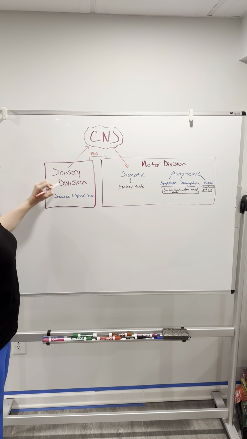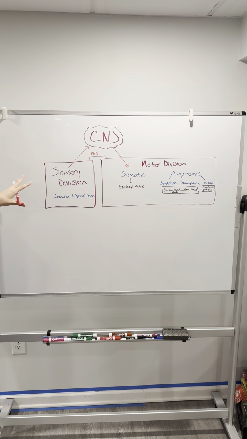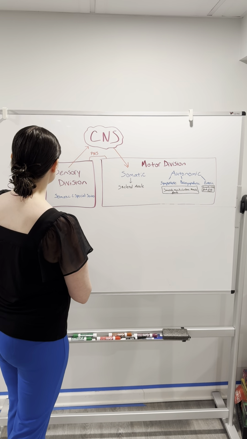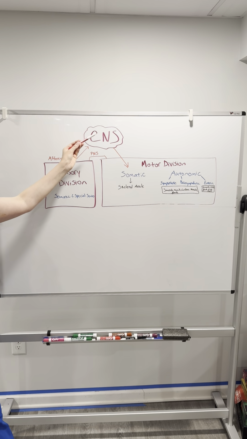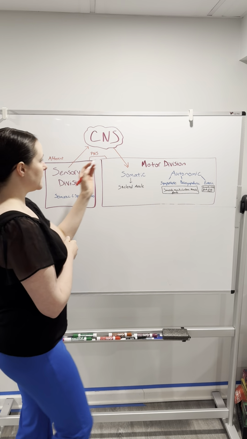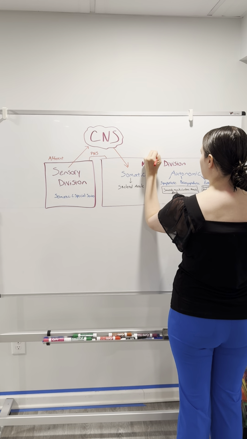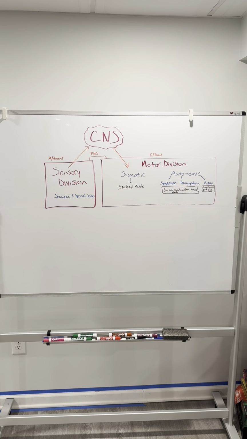So let's talk in more detail about the sensory versus motor division. Sensory is also known as our afferent division, okay? So afferent with an A, so let me just write that here. This is the afferent division. Afferent like away, because it sends information away to the central nervous system, okay? And then our motor division is known as the efferent division, okay?